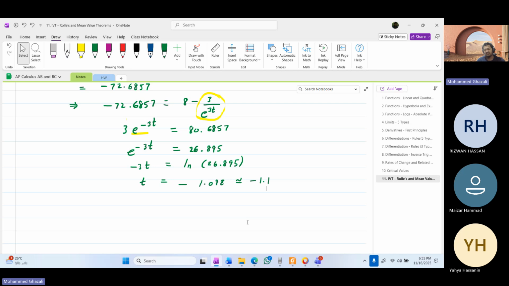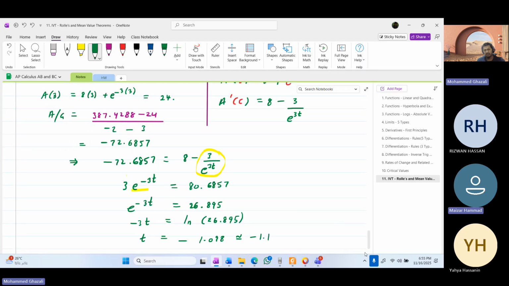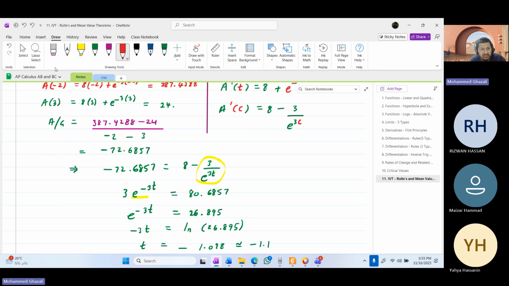So approximately negative 1.1. And you can see the value of t is between, what did I put here? Yeah, the value of c is between negative 2 and 3. And why did I put t there? Wait. It's not t. We said a prime c. Where am I getting t from? There's c there. It's just technical errors here, okay? So go back and correct all the t's to c's. So this is a c. All right, this is a c as well.